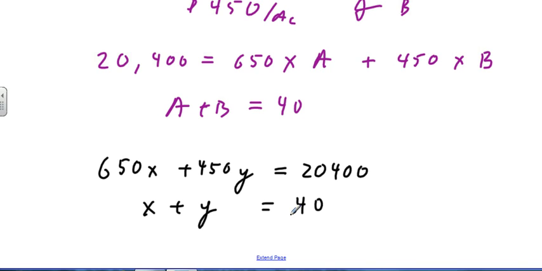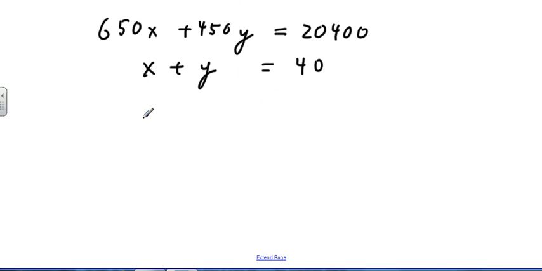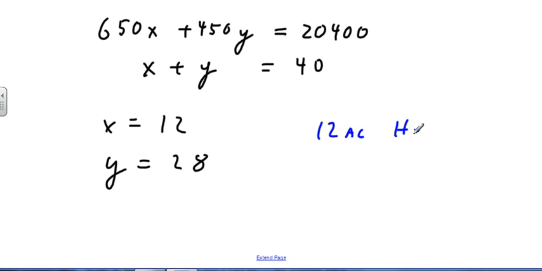So number 1. And then I come back to here and I have 1x, and I put in a plus sign, and I have 1y, and I come up with 40, and I hit the solve button, and it says that my x is equal to 12, and my y is equal to 28. So I have my final answer, 12 acres are highway acres, and 28 acres are not highway.